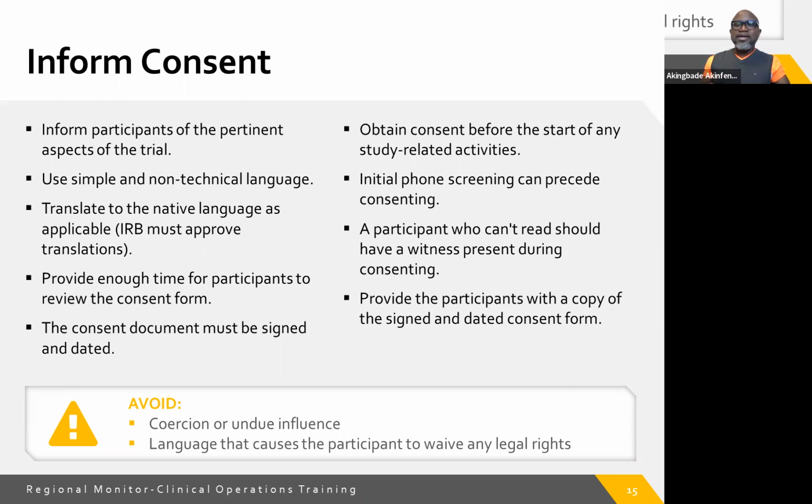A participant who can't read should have a witness during consent. So if you have a participant who can't read, we must have a witness who will sign during the consenting process. We have to provide the participant with a copy of the signed and dated consent form. So the transparency must be there. The participant must be provided a copy that is signed and dated also.